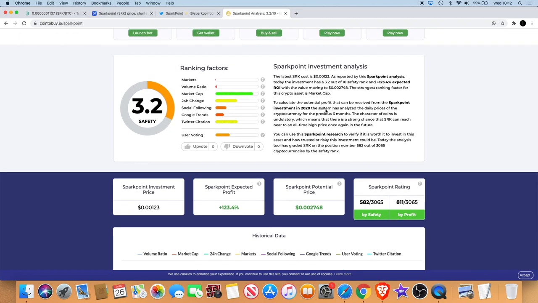Okay, so it says to calculate the potential profit that can be received from the SparkPoint investment in 2020, the system has analyzed the daily prices of the cryptocurrency for the previous 6 months. The character of coins is undulatory, which means there is a strong chance that SRK can reach near to an all-time high price once again in the future.